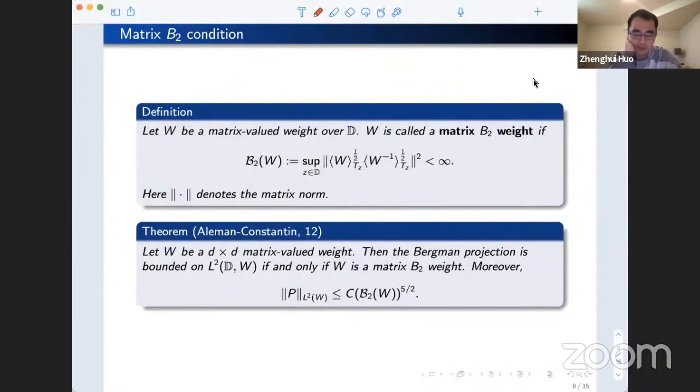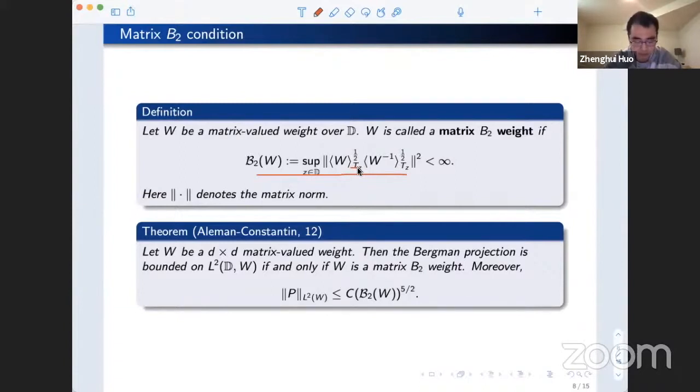Just like the matrix A2 condition, we can also take a look at the analogous matrix B2 condition, and here's the definition. Here's the condition for the unit disk. If W is a matrix valued weight over the unit disk, we have the following condition for the matrix B2 weight. As you can see, the inequality looks very similar to the matrix A2 condition, except in this case, the average is taken over those Carleson tents instead of the intervals on the real line.